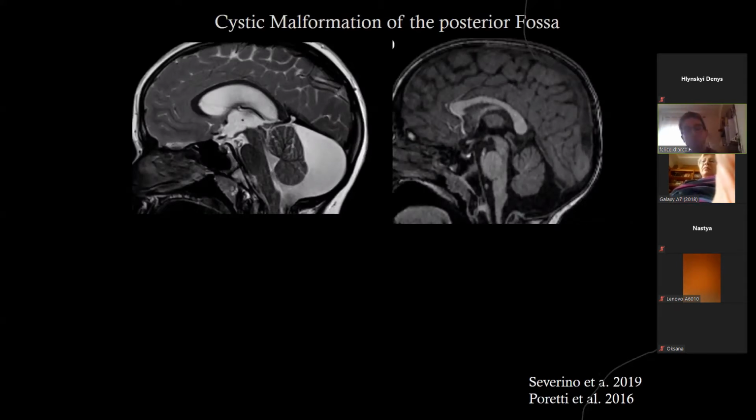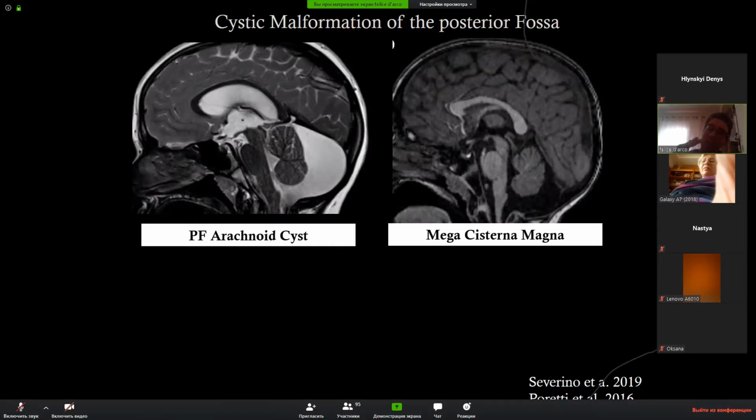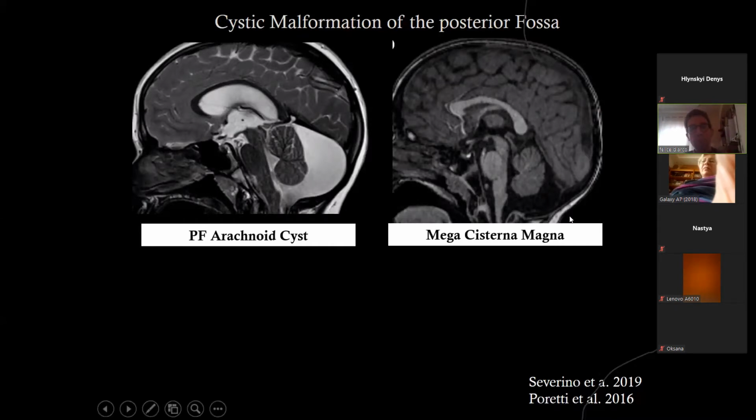Now, the other two cystic malformations of the posterior fossa are these two that are not really relevant from the clinical point of view. One is the posterior fossa arachnoid cyst, and another is the megacisterna magna. Both of them, like the Blake pouch cyst, have a normal vermis. The difference is that in the Blake pouch cyst, there was this enlargement of the fourth ventricle, and there is often hydrocephalus.